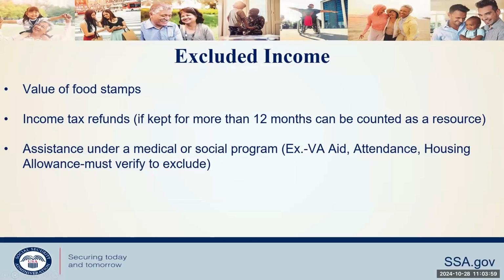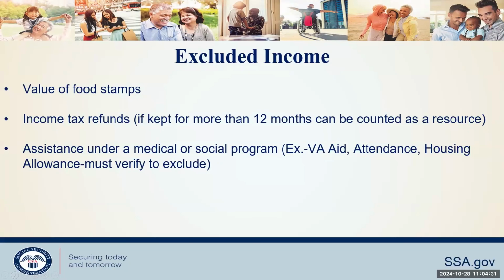So excluded income, what are we not going to count? Sometimes it's not necessarily financial. Food stamps, we don't count food stamps. That's excluded. That doesn't reduce their payment at all. Income tax refunds are excluded up to 12 months. That's important to keep in mind. If someone is filing and they had an income tax return of $6,000 sitting in their bank account, we can exclude that up to 12 months, okay?